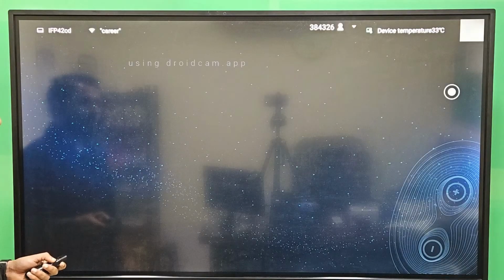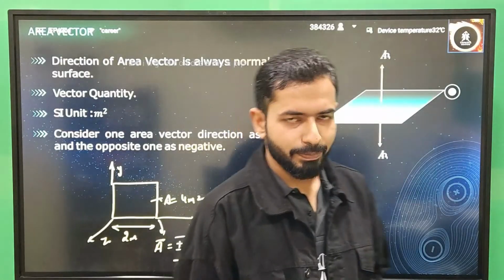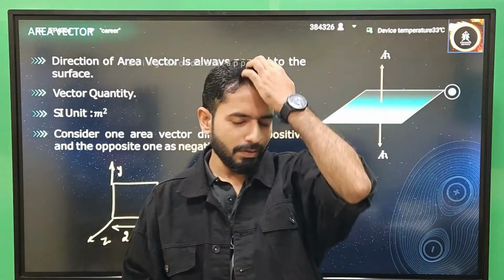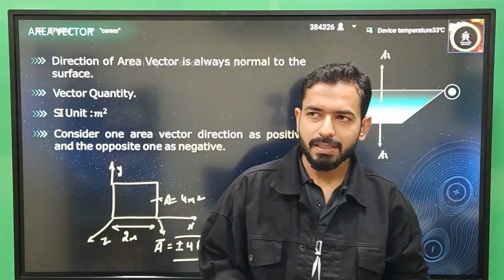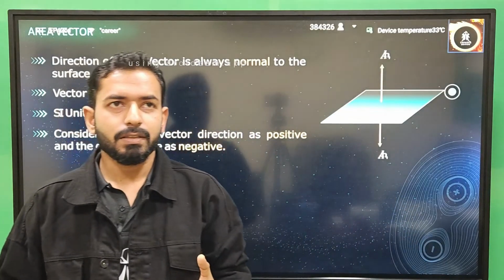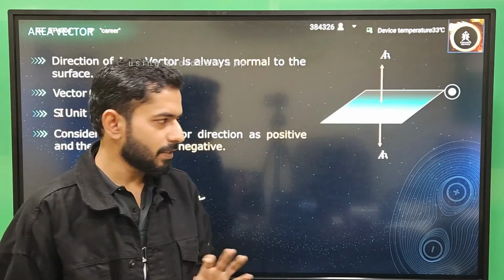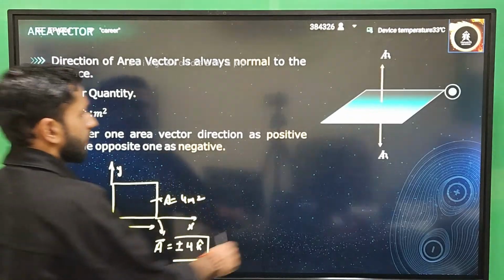So now we will enter a new topic, that is flux. Flux is the new portion of electrostatics. Till now we have covered the dipole also. Now we will see flux. What is this flux? Flux defines the flow of any quantity through a cross-sectional area. If you see the definition also, it says that.